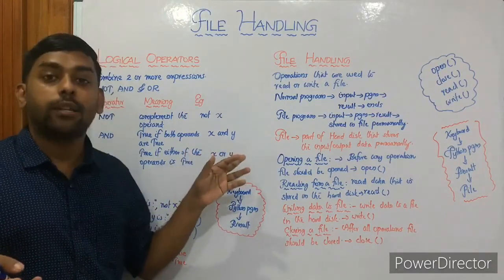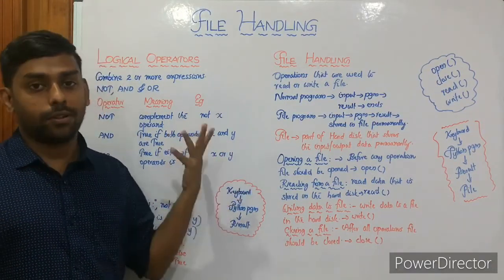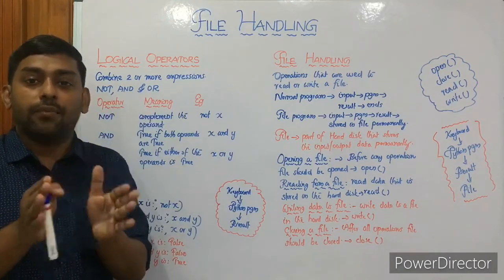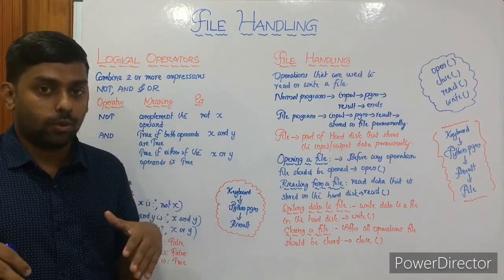X is false, Y is false. What will you get? False. Only in that case we are getting false. In all other cases we are getting true. Hope you get me, right?